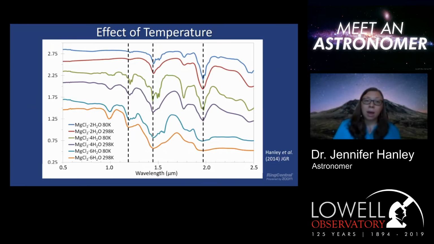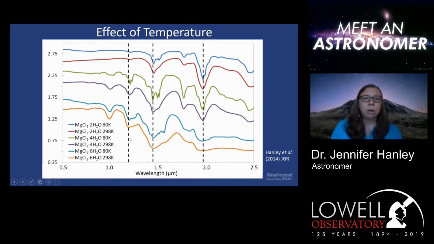Another thing to keep in mind is that temperature actually affects the spectral features of minerals, in particular hydrated salts. Here we have 3 pairs of spectra. We have magnesium chloride 2H2O at the top. The topmost one is at 80 Kelvin, and the second one is at 298 Kelvin, basically room temperature. Then the next pair is the 4H2O, and the bottom pair is the 6H2O. In each case, we have the 80 Kelvin right above the room temperature one. This goes from 0.5 to 2.5 microns wavelength.